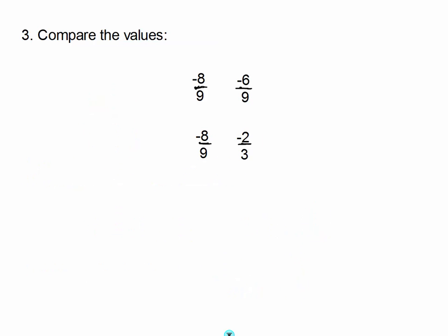So then when we go to compare, let's look at our numerators. -6 is farther to the right, which means negative 6/9 is greater than negative 8/9, or negative 8/9 is less than negative 6/9. And we can also then say that negative 8/9 is less than negative 2/3. So there you have it, ladies. That is how you compare fractions.